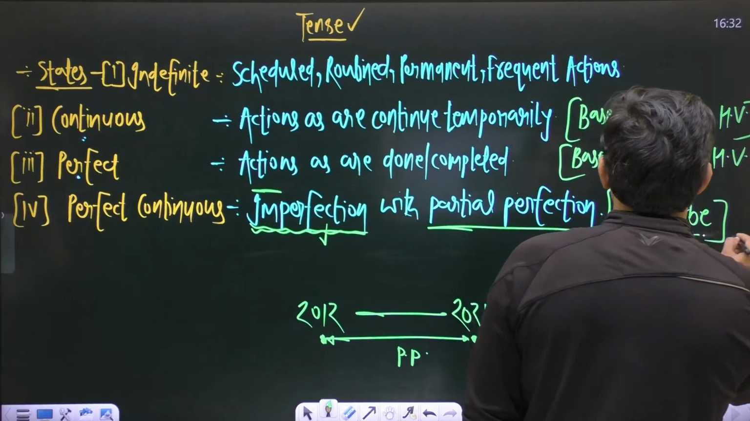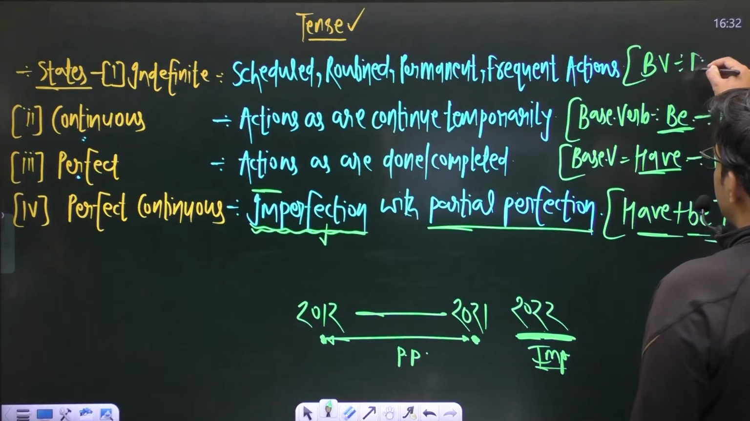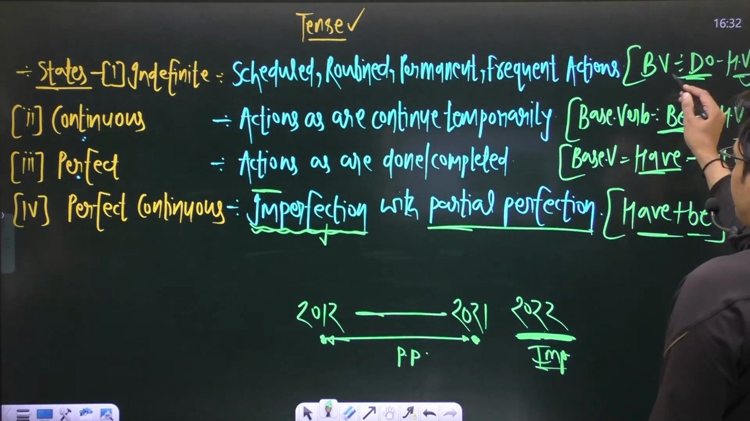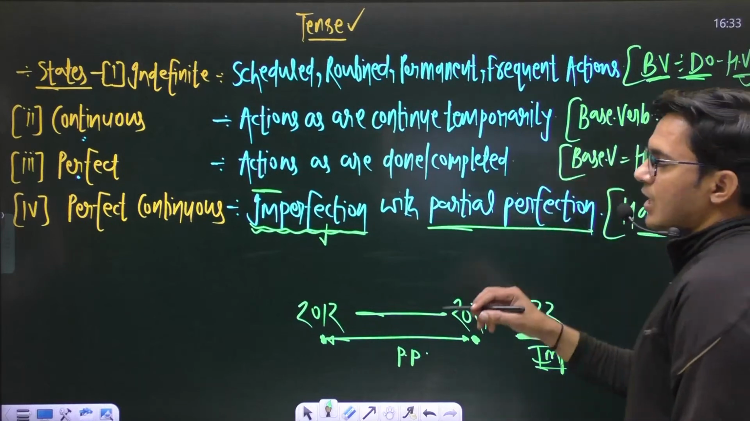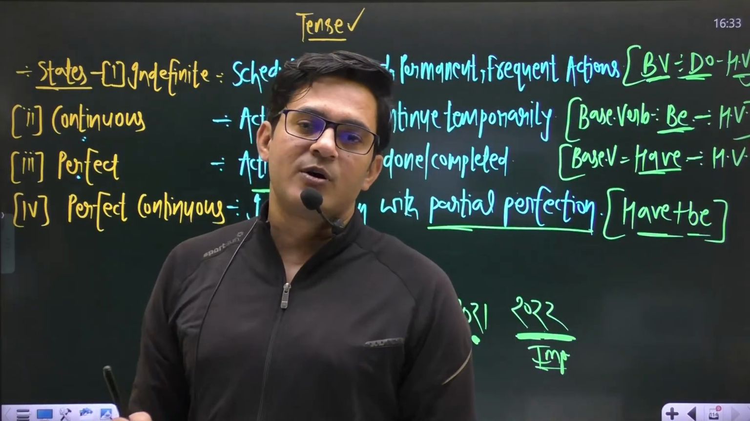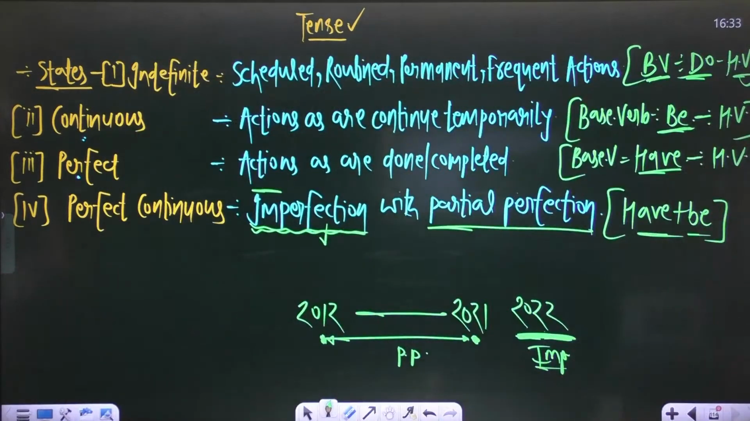right? And in the indefinite state we use the base verb do as the helping verb. This is the main concept actually. These are the fixed helping verbs, you can say, which are used in the complete chapter of tenses, right? So move to the next one.